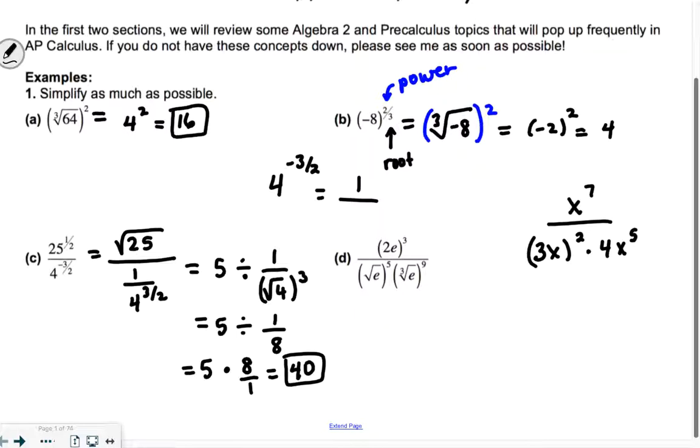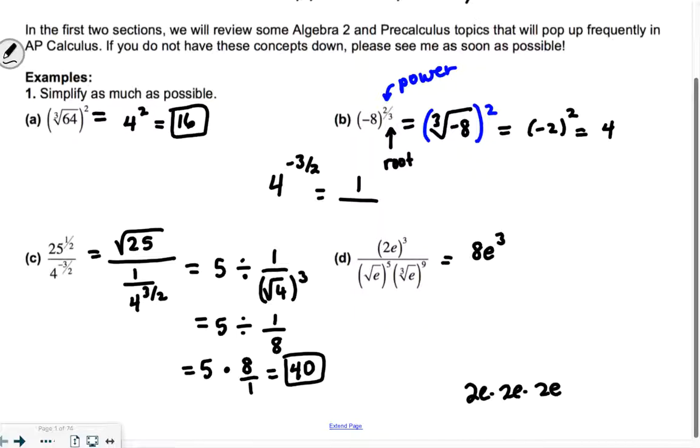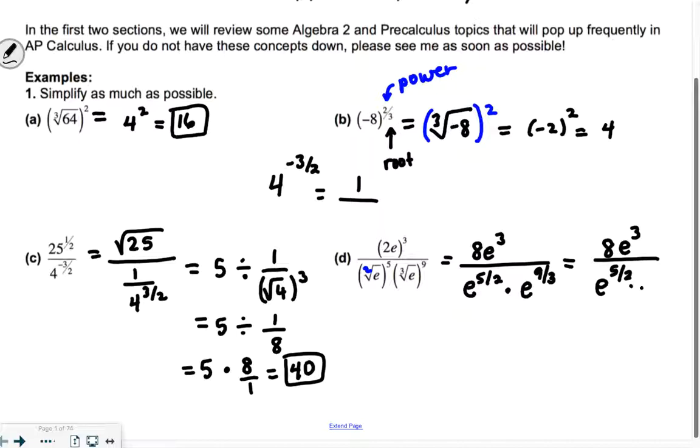So the first thing we have is 2e cubed. So what that is 2e times 2e times 2e. So what is 2e times 2e times 2e? Yeah, 8e to the 3. Yep, 8e cubed. All over, and so I have the square root of e to the 5. So that's going to be e, that square root has a little invisible 2 with it, right? So it's e raised to the 5/2. Times e raised to the 9/3. Well, what is 9/3? 3. So we have 8e to the 3 over e to the 5/2 times e to the 3.